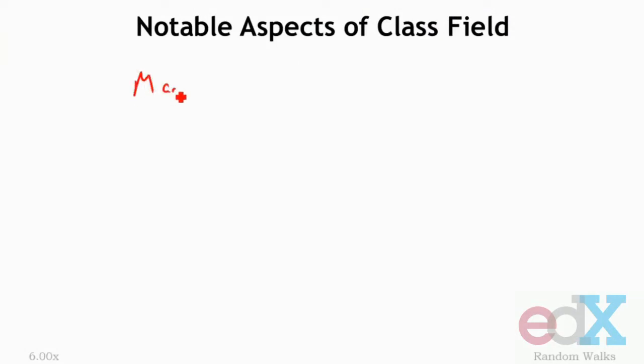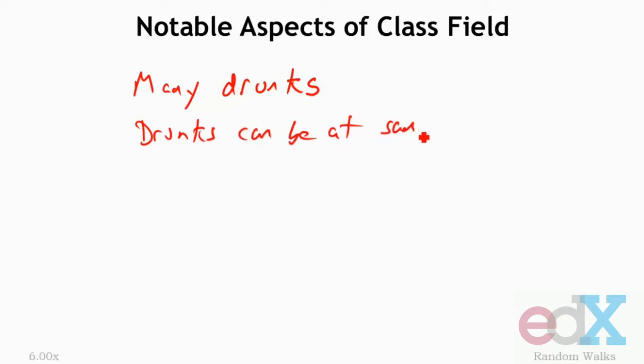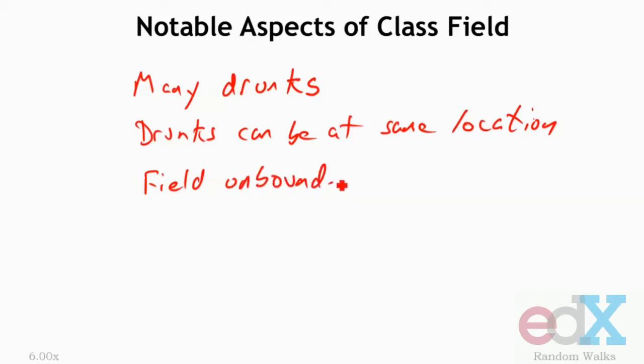So what are the notable aspects of class field that we might look at? Well, one thing we see about fields is that there can be many drunks. We might or might not choose to use that. There can be many drunks in the field. And furthermore, it seems to be that the drunks can be at the same location. We've not put in any restrictions about where the drunks are relative to each other. A final thing we'll notice is the field seems to be unbounded. We've said nothing about the drunk falling off the edge of the field or running into a fence. Again, these are simplifications which we may choose to remove later.